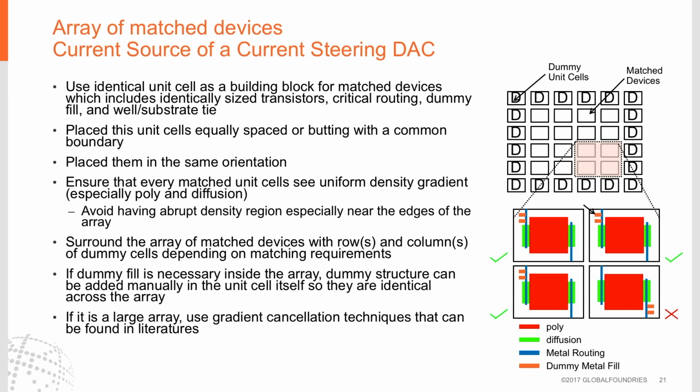You can improve the matching by surrounding the array with rows and columns of dummy cells, depending on the matching requirements. And if dummy fill is necessary inside the array, the dummy structure can be added manually in the unit cell itself so that they are identical across the array. This would be ideal. If it's a large array, you can use gradient cancellation techniques that can be found in literature.